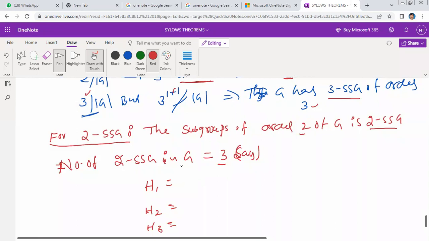The number of 2-Sylow subgroups of order 2. Can you construct H1?